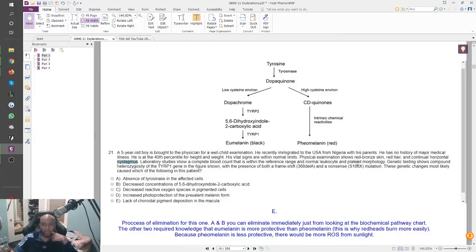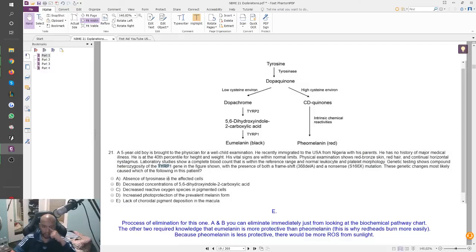Lab studies show a complete blood count that is within reference range and normal leukocyte and platelet morphology. Genetic testing shows compound heterozygosity of the TYRP1 gene, right? In the figure shown with presence of both a frame shift and a nonsense mutation. Right, so TYRP1 is right here, and there's a frame shift mutation in it and a nonsense mutation in it, okay? These genetic changes most likely cause which of the following in this patient? And you look at all your answer choices.